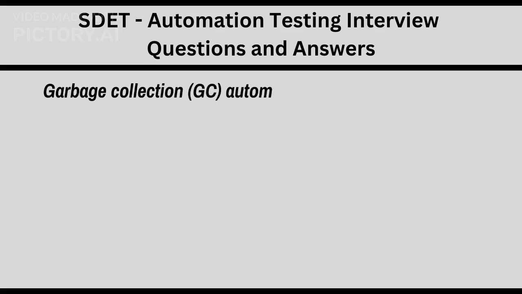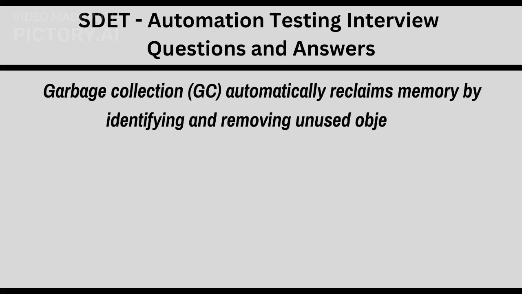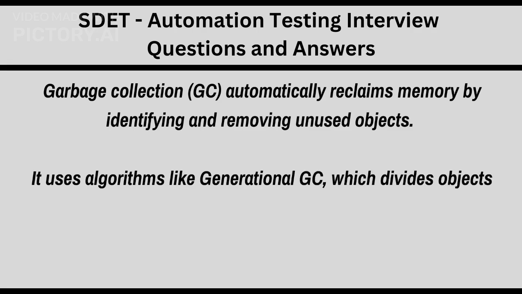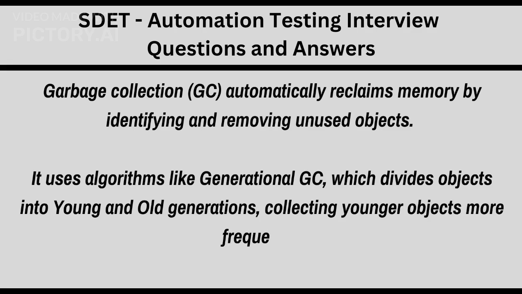Garbage collection (GC) automatically reclaims memory by identifying and removing unused objects. It uses algorithms like generational GC, which divides objects into young and old generations, collecting younger objects more frequently.